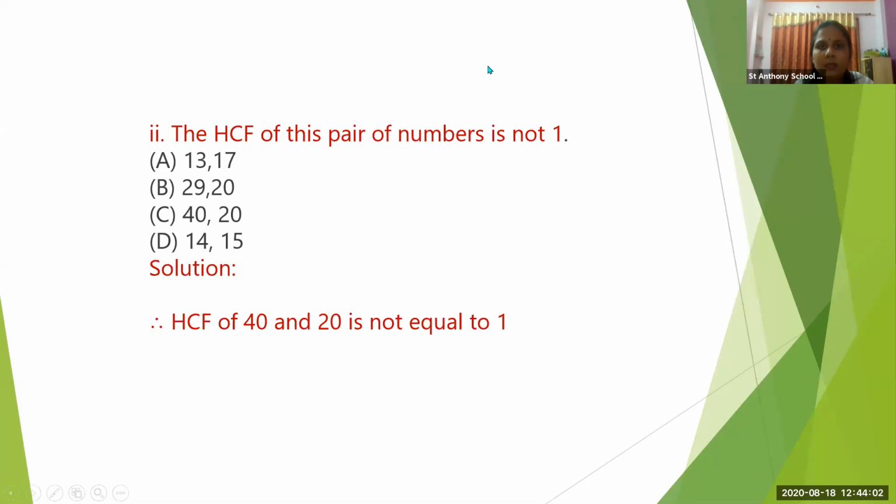Then here the question is find the HCF of the pair of the numbers is not 1. कौन से pair का number जो common number 1 नहीं है? Okay, so I think 13 and 17 are prime numbers, so here the HCF will be 1. No common factors might be there. 29 and 20, here also no common factors are there, so it will be 1. Here also it will be 1. Only this pair I think so, where the common factors are more than 1, right? So the answer will be 40 and 20.